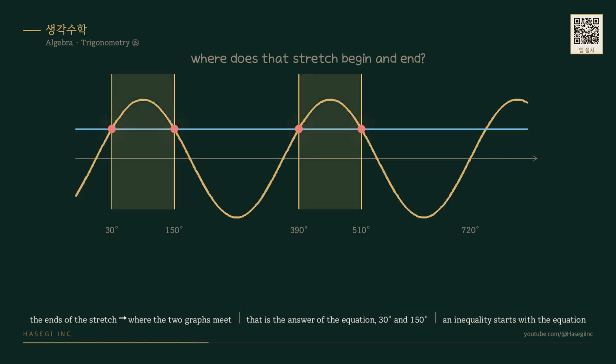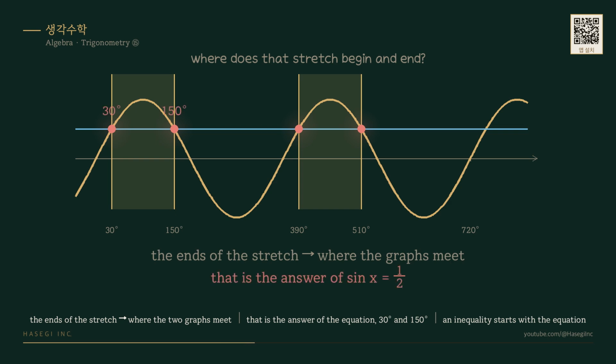At the moment the curve climbs past the line, and the moment it drops back down. Those are exactly the places where the two graphs meet. And that is what the equation gave us, 30 degrees and 150 degrees. This is why an inequality starts with the equation.